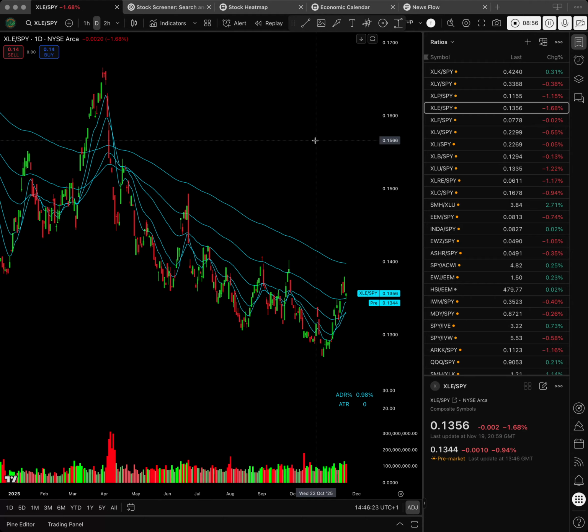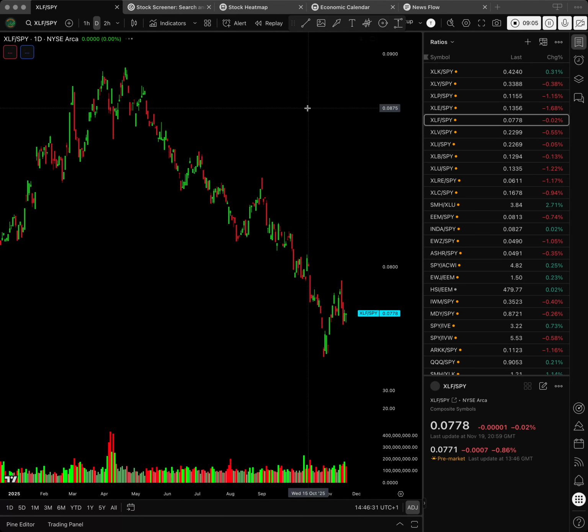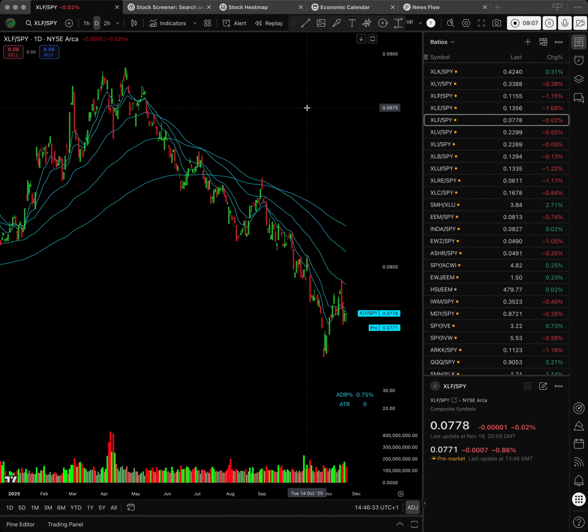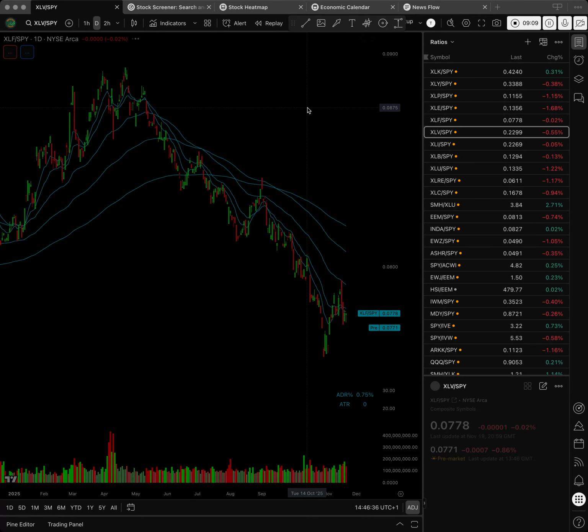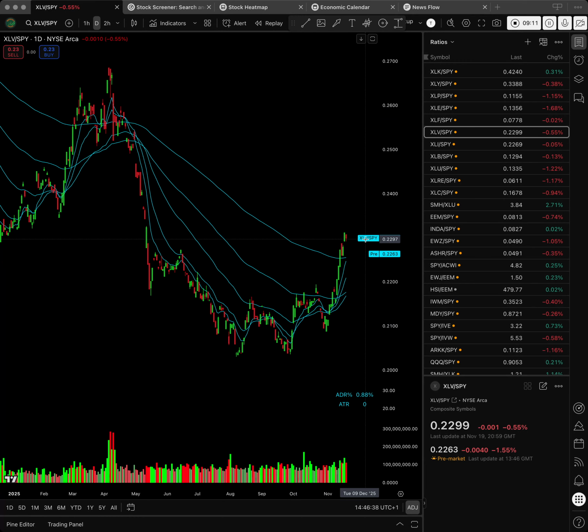Another sector, XLE, holding in there. Energy is doing somewhat okay. It's been doing well since about a month ago. Financials, not outperforming at this point in time. XLV, this is the healthcare one that I was talking about, outperforming the general indexes.